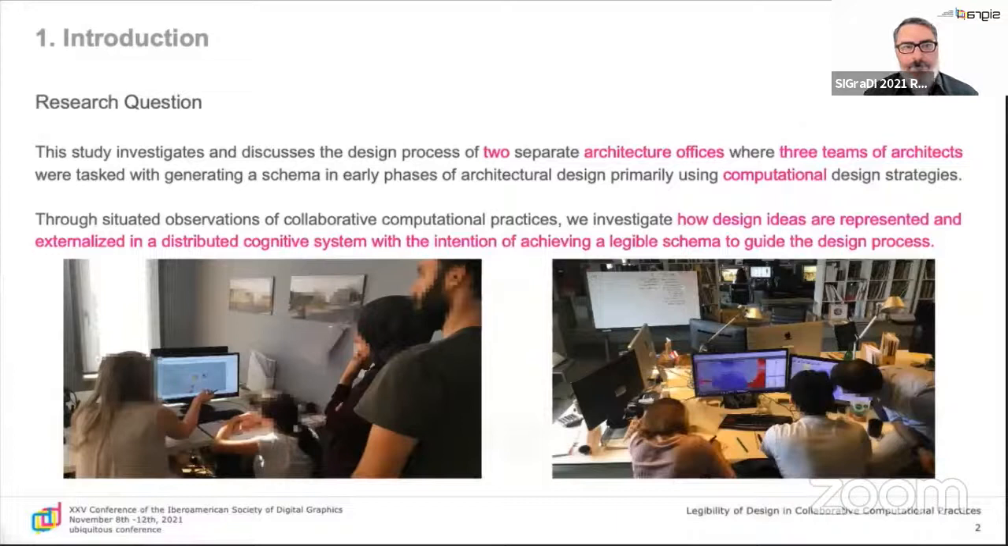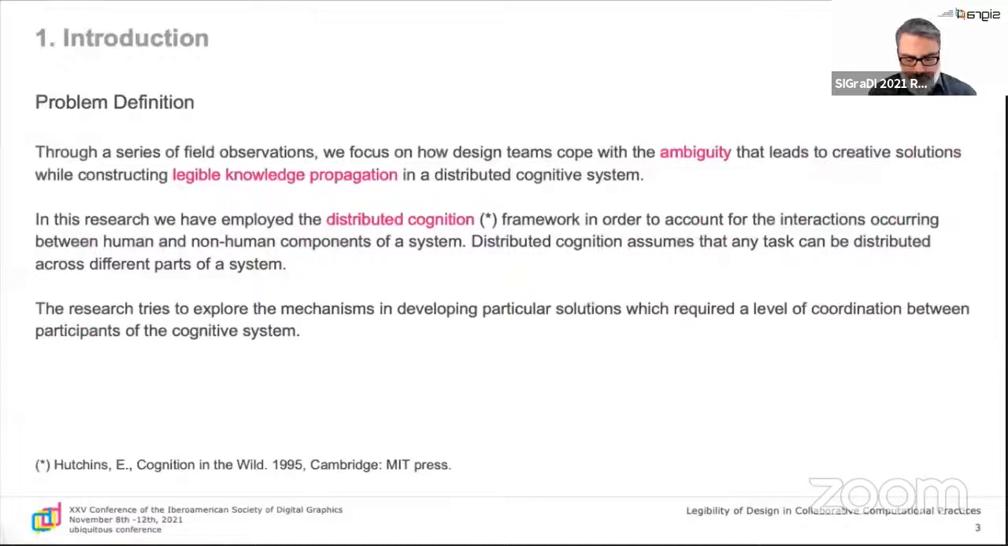Through stated observations of collaborative computational practices, we investigate how design ideas are represented and externalized in a distributed cognitive system with the intention of achieving a legible schema to guide the design process. Through a series of field observations, we focus on how design teams cope with the ambiguity that leads to creative solutions while constructing legible knowledge propagation in a distributed cognitive system.